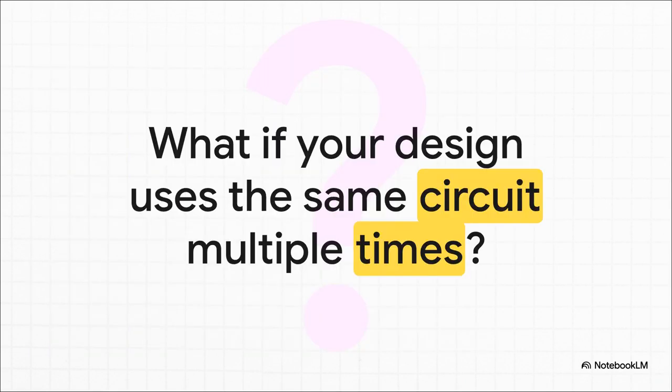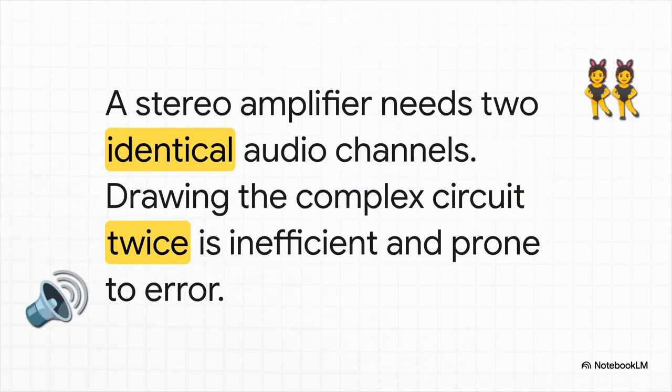Okay, so we've organized our design into these nice functional blocks. But what happens if some of those blocks are actually identical? I mean, what if your design needs to use the exact same circuit over and over again? A stereo amplifier is the perfect example here. You've got a left audio channel and a right audio channel. Now electrically, those two circuits are 100% identical. Would you really want to sit there and draw that whole complex circuit twice, part by part? No way. That's super inefficient and just asking for a mistake.